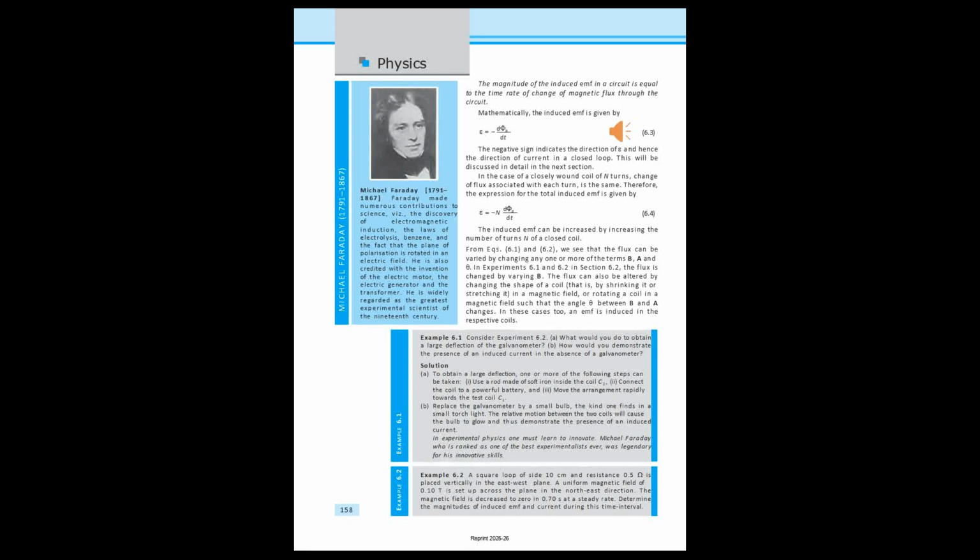In experiments 6.1 and 6.2 in section 6.2, the flux is changed by varying B. The flux can also be altered by changing the shape of a coil, that is, by shrinking it or stretching it in a magnetic field, or rotating a coil in a magnetic field such that the angle θ between B and A changes. In these cases too, an EMF is induced in the respective coils.